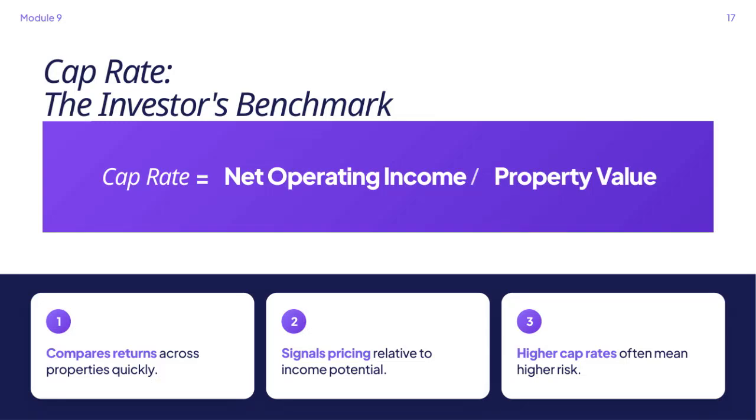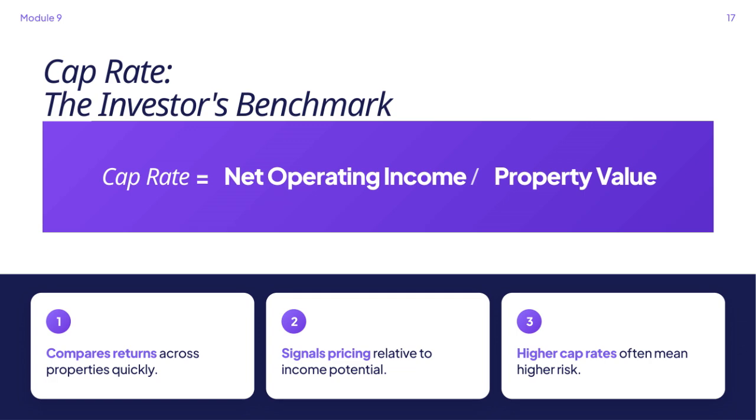The capitalization rate, or cap rate, is a critical benchmark for investors in real estate. Simply put, the cap rate is calculated by dividing the net operating income of a property by its current market value. This ratio helps investors quickly compare the potential returns across different properties, making it easier to identify which investments might be more profitable. Additionally, the cap rate signals how a property is priced relative to its income-generating potential.